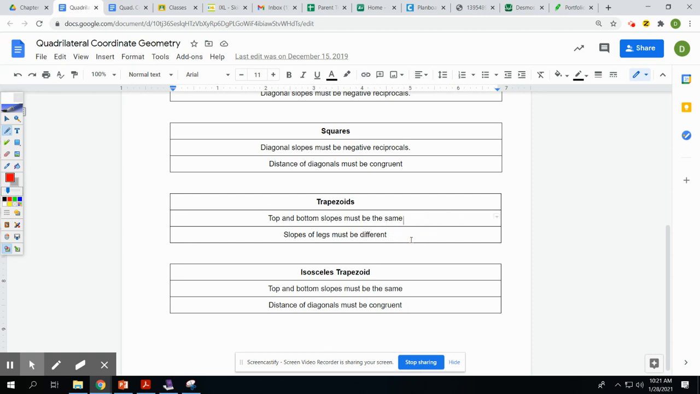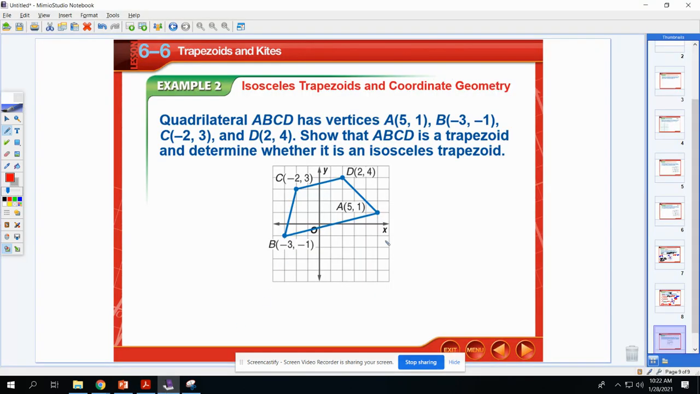So the top and the bottom slopes have to be the same, and the slopes of the legs must be different. So in order to test that, we can go ahead and figure out if these top and bottom legs are the same. We want those to be the same. And we want our legs, these two green lines here, to be different. All right, doesn't matter how different they are, they just have to be different. So let's go ahead and start by doing the top and the bottom.